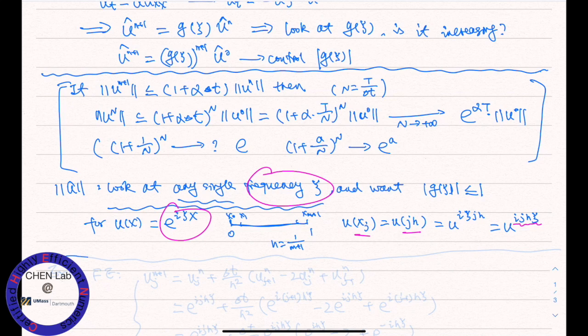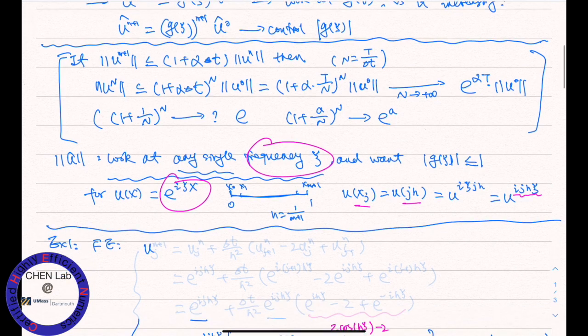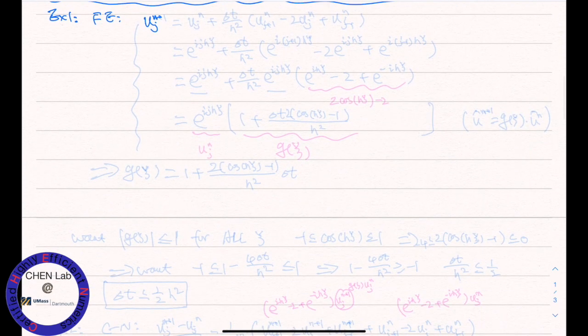Alright, now examples. The first example is to look at the forward Euler for our equation. So what we have is u_j^{n+1} is equal to u_j^n plus delta t over h squared of u_{j+1}^n minus 2 u_j^n plus u_{j-1}^n.